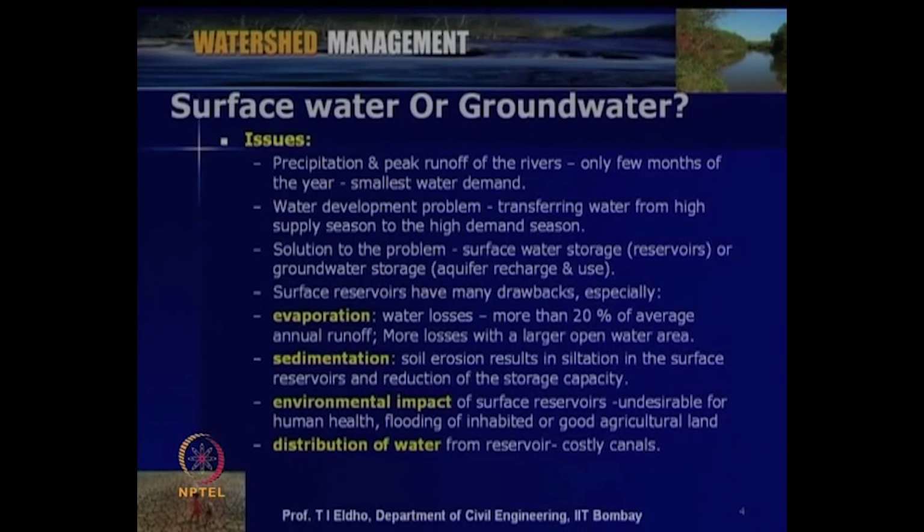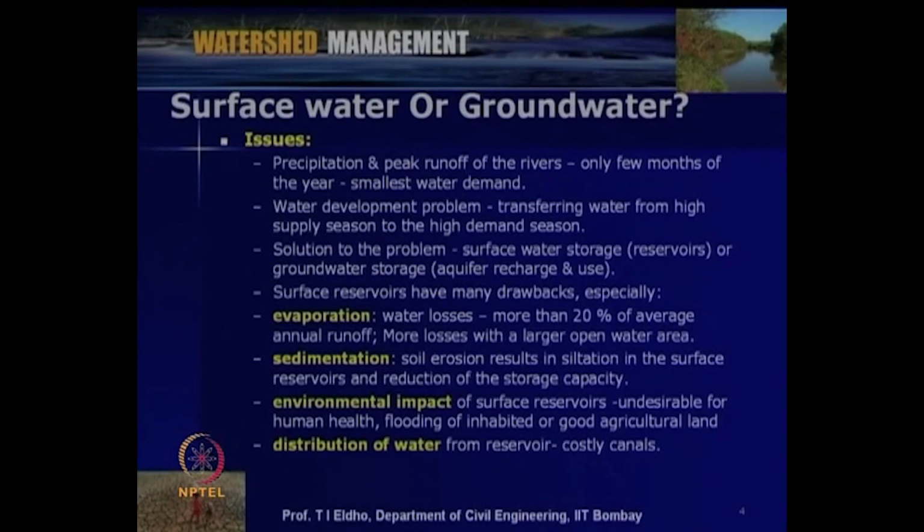So then we have to displace the people, and then a lot of land will be flooded. So these kinds of environmental impacts, like being undesirable for human health, flooding of inhabited or good agricultural land, can be another major issue as far as surface water is concerned.